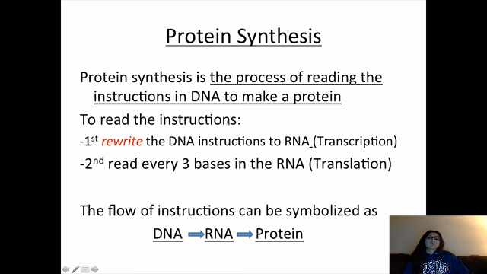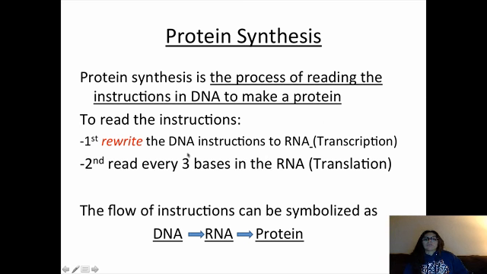So there's 2 steps to making a protein. You can't just simply read the instructions and bam, there's a protein. So the first step of making a protein is you have to rewrite the DNA instructions into RNA. The reason you have to rewrite the instructions is because DNA can't leave the nucleus, and the place where proteins are made is out in the cytoplasm. DNA doesn't leave the nucleus except when a cell divides, and the place where you make the proteins are out in the cytoplasm. They're the ribosomes. So the DNA instructions have to have a way to get to the ribosomes.